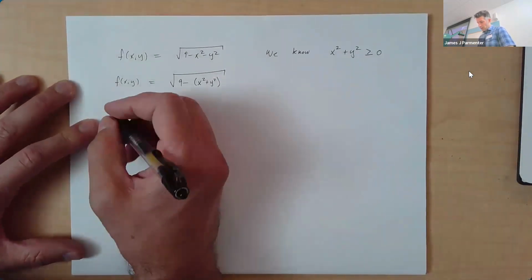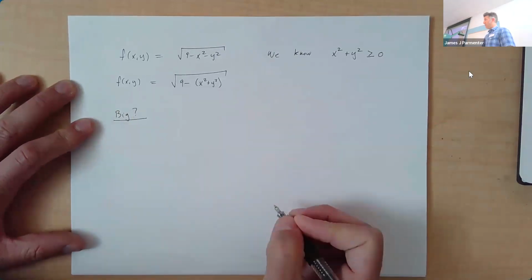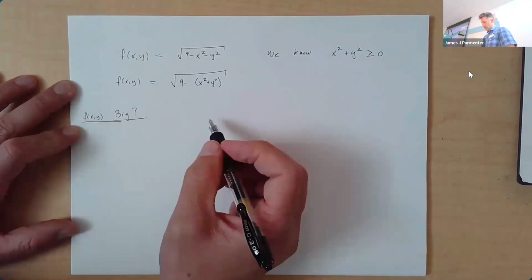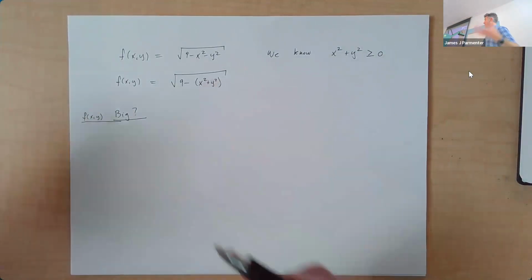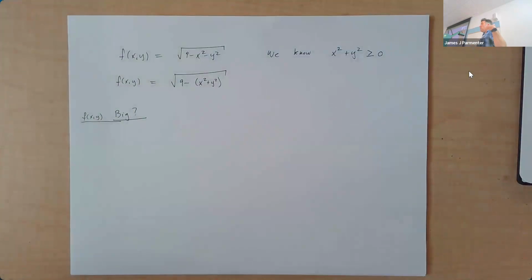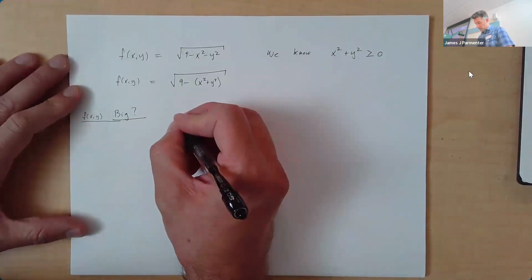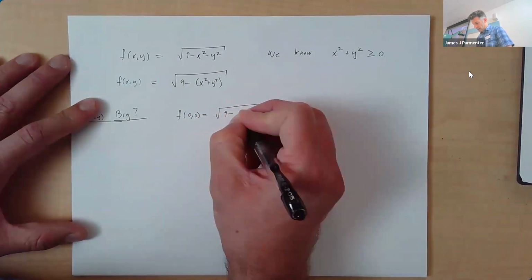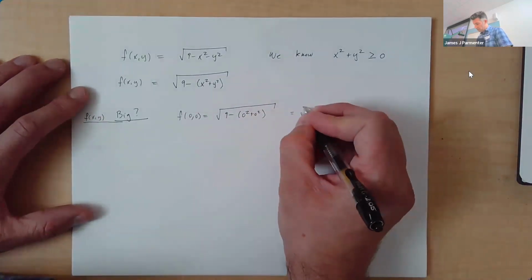Now, if I'm trying to make f of xy big, I want to make the thing I'm subtracting off as small as possible, right? If you're trying to make something large and you're subtracting something from it, you make it large by subtracting as little as you can. And the smallest that can be is 0. So the biggest this can be is when you plug in 0 for x and 0 for y. And you get the square root of 9 minus 0 squared plus 0 squared, which is just the square root of 9, which is 3.